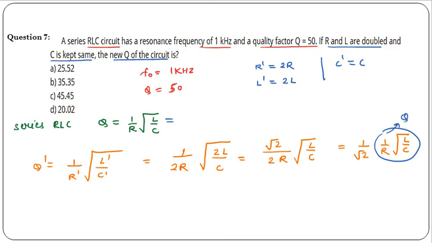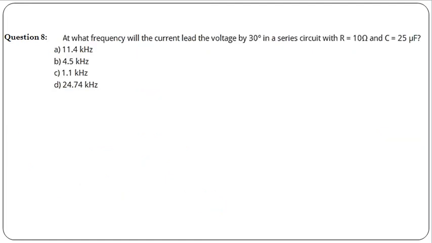The quality factor value already given is 50, so the new quality factor will be equal to Q by root 2, that is 50 by root 2, which is equal to 35.36. So this is the new quality factor, and 35.35 is option B. Now let us see the next question.